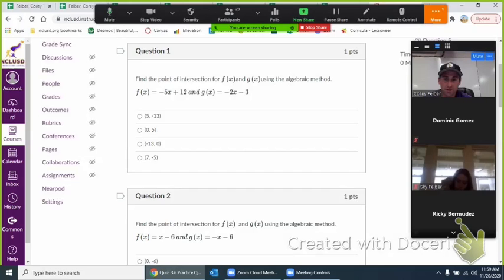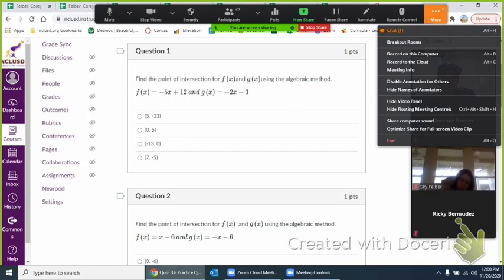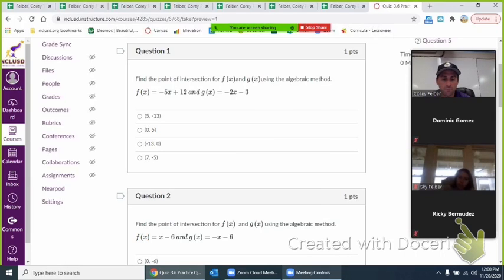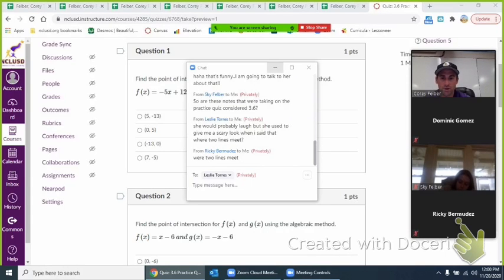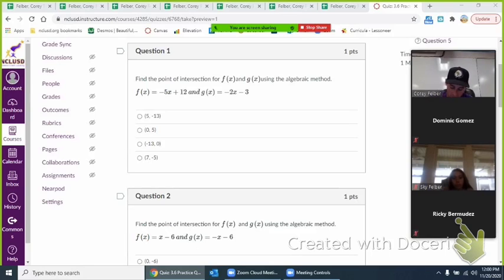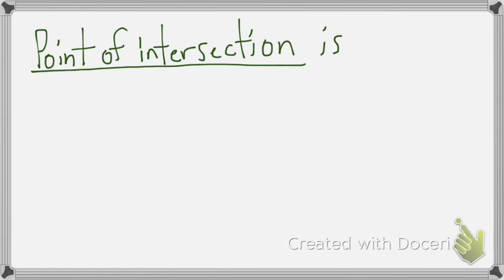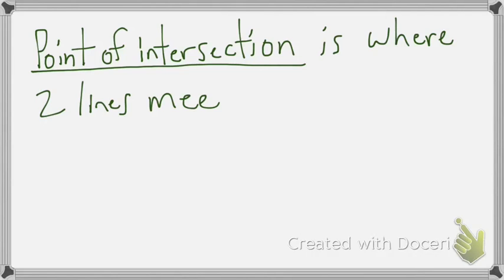Point of intersection is, oh, check the chat. Good, Ricky. Where two lines meet. Yep, good, Leslie. Where two lines meet. Exactly. All right, so that's how it works if we have graphs, like if we have lines to actually look at, then it'd be where two lines meet.